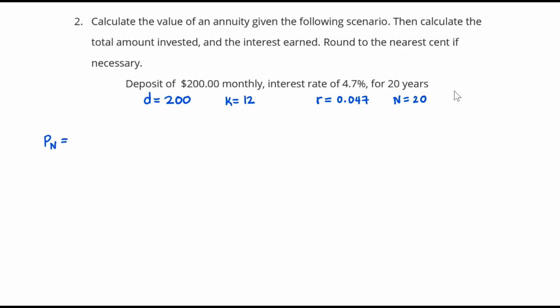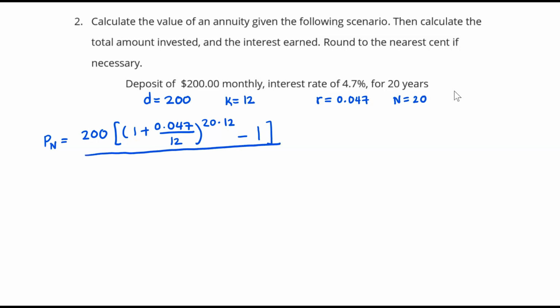That is equal to D, in this case 200, times quantity, 1 plus R, our rate is 0.047 divided by the number of compounding periods, in this case 12, over K, and raised to the number of years, which is 20, times the number of compounding periods, which is 12, minus 1, then close parenthesis, all over R over K, so 0.047 over 12. And then you plug this into your calculator.